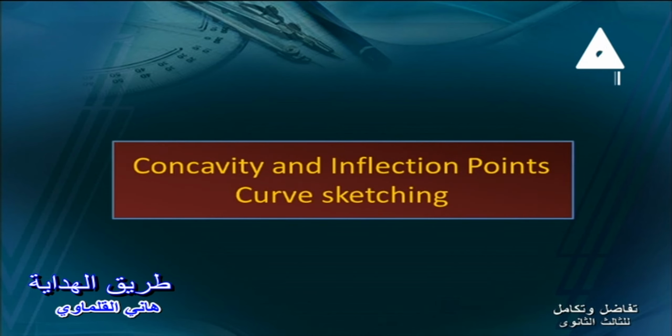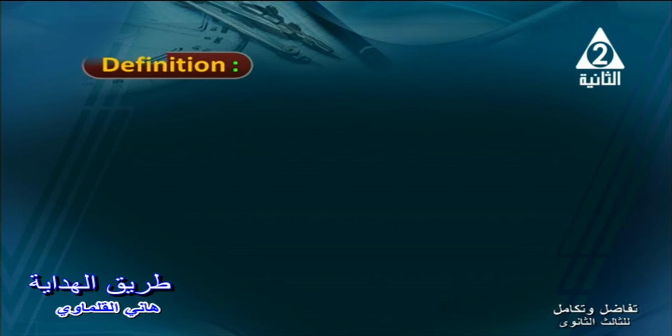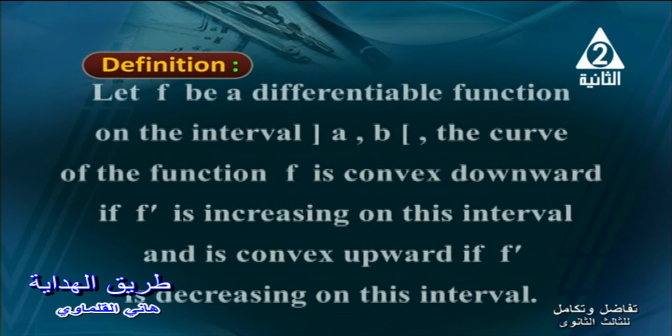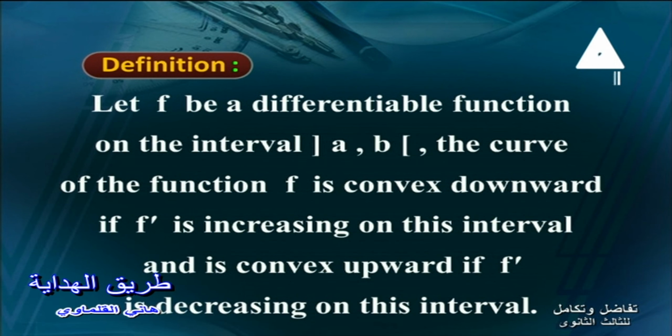Let's start with the definition. Let f be a differentiable function on the open interval a and b. The curve of the function is convex downward if f dash is increasing on this interval and convex upwards if f dash x is decreasing on these intervals. What is the meaning of f dash increasing and f dash decreasing?